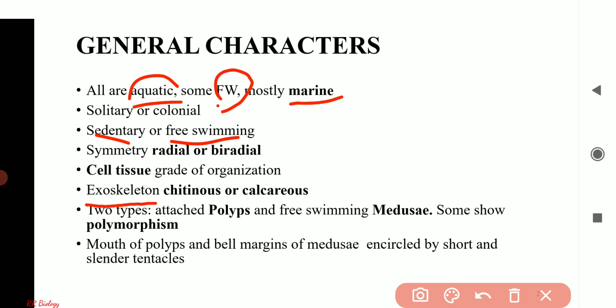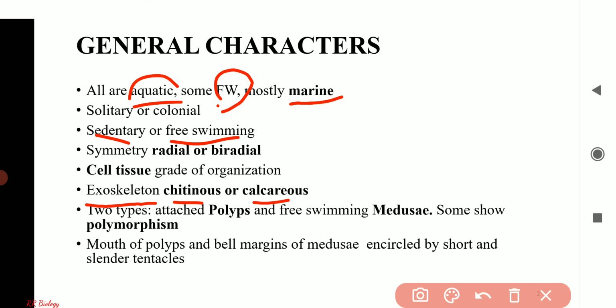Here we are talking about the coelenterates. So let us see what is there. The exoskeleton may be chitinous or calcareous. Calcareous is of calcium carbonate, and the chitinous one is from chitin. If you're talking about the calcareous, it is found in the corals. I think you might have heard about the corals.